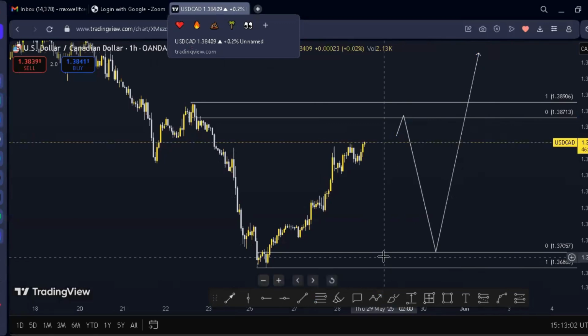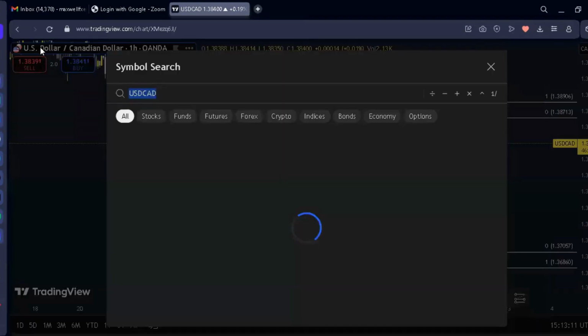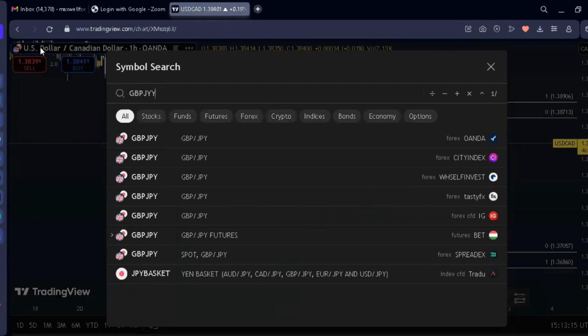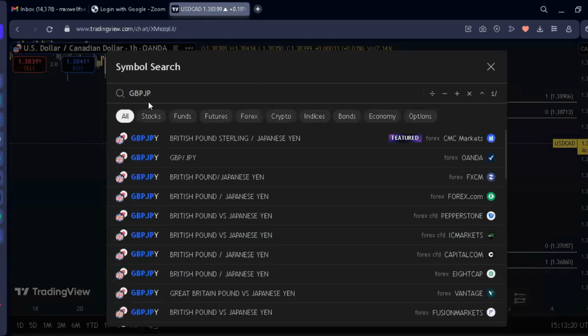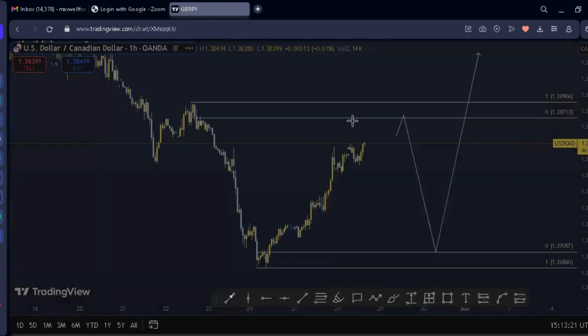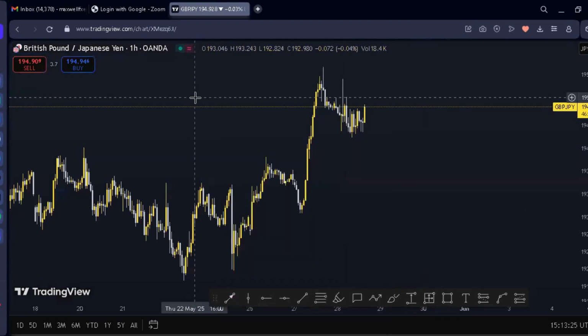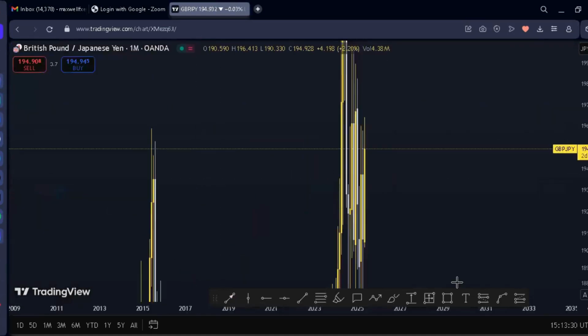All right. What else can we look at? Let's look at GBP, pound yen. Right, pound yen. As always, we start our analysis from a monthly time frame.